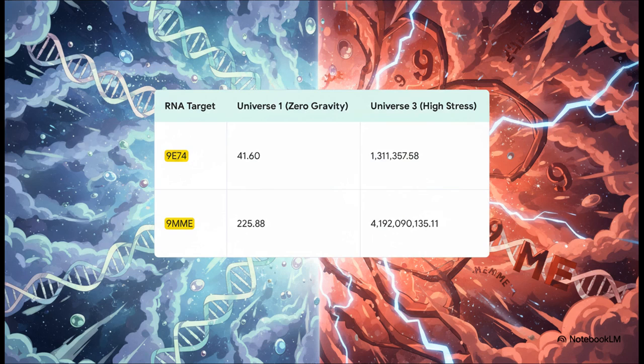The difference is staggering. In Universe 1, where there's zero gravity, the starting energy for that 9 MMe molecule is a tiny 225. But in Universe 3, under high stress, it's over 4 billion. And that's not a bug, that's the whole point. It's a feature. It's what the creator so brilliantly called topological anger.